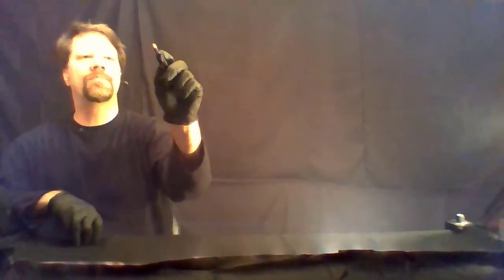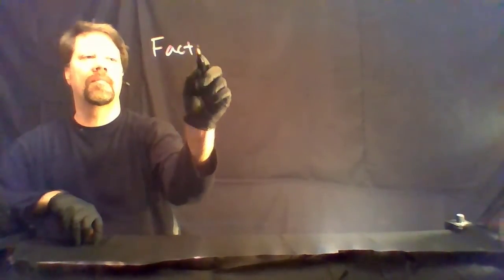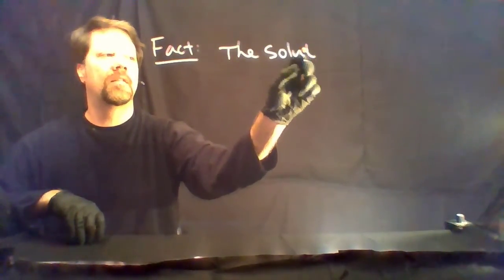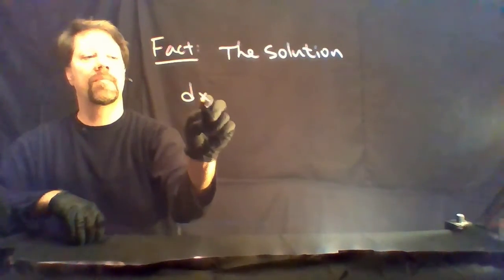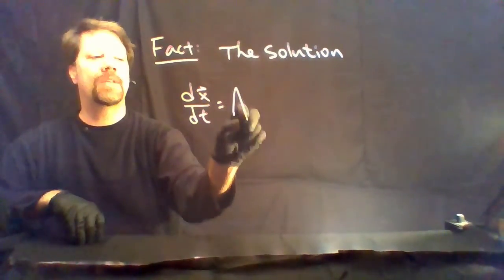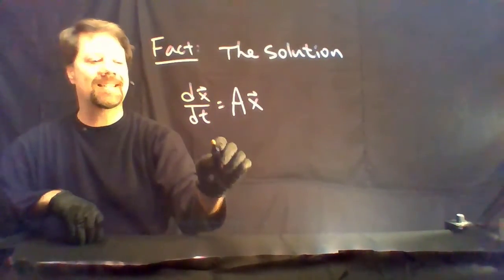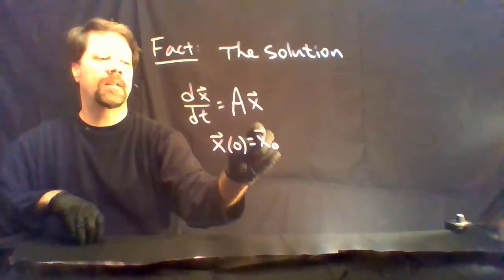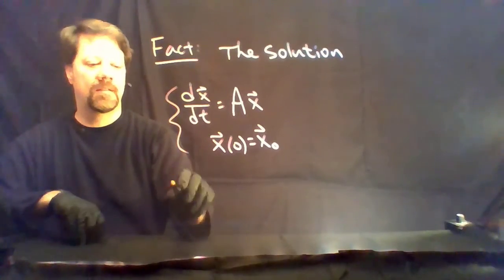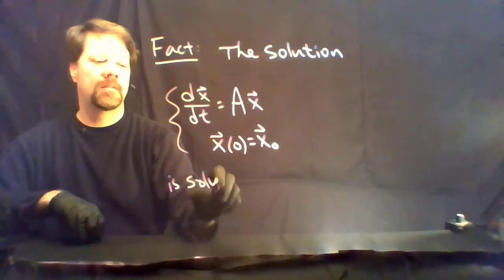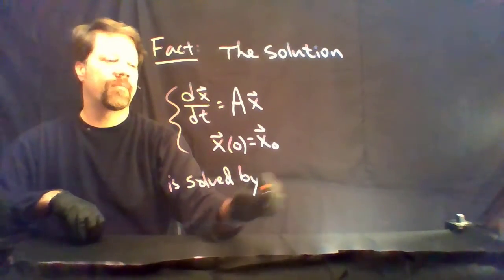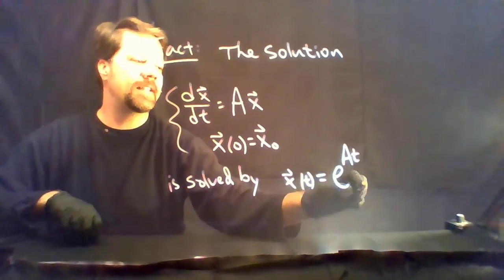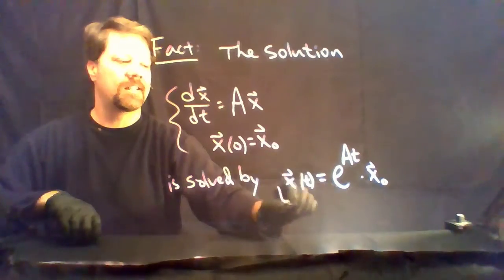I would like to show that the solution to dx/dt equals Ax, where A is a constant matrix, and let's say x of 0 equals x naught, the system is solved by the function e to the At times x naught.